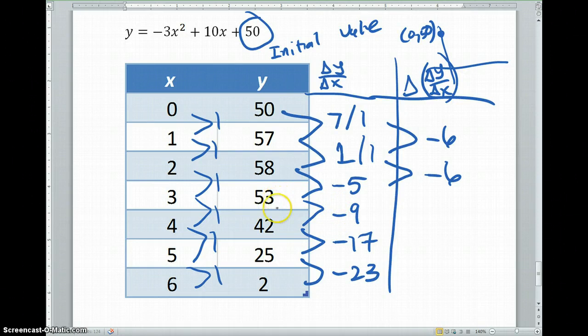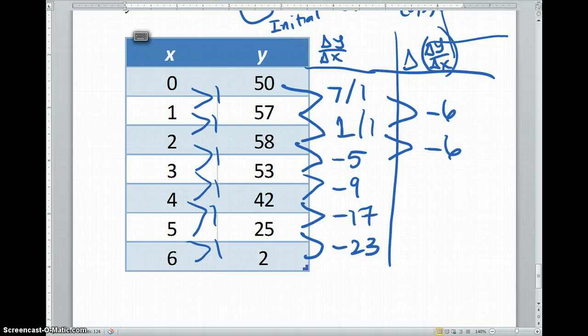This decrease here, from negative 5 to negative 9, I think I might have made a mistake. 53 to 42 should actually be a decrease of 11, not 9. That was my mistake. So that means my slope dropped from negative 5 to negative 11, which is a drop of 6, a change of 6 units in my slope. Again, this is negative 6, and this is negative 6.